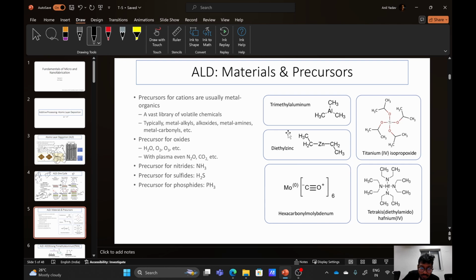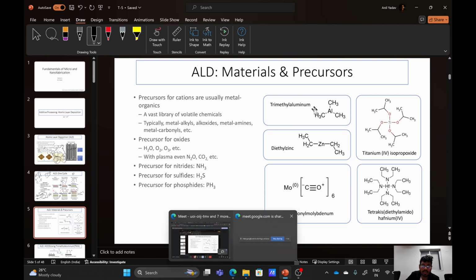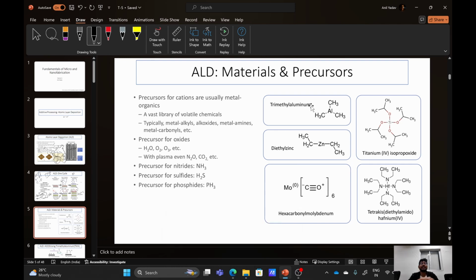So what sort of ALD precursors are required? Precursors for cations like aluminium, for aluminum oxide. Metal organics are specifically used because they are highly reactive. Trimethyl aluminum is used generally for aluminum oxide deposition.